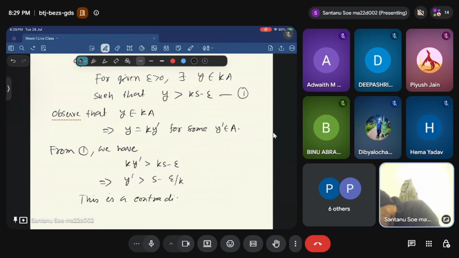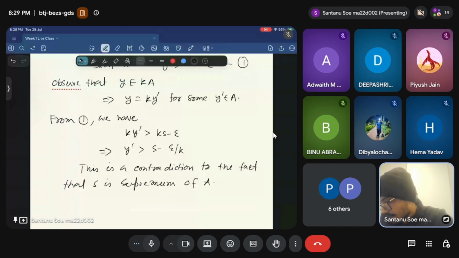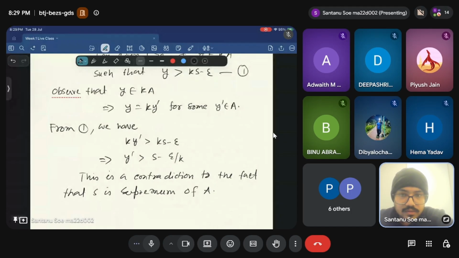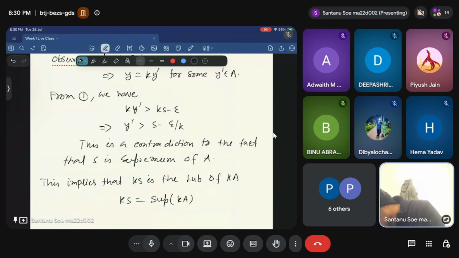So this is a contradiction to the fact that S is the supremum of A. Correct. If this is a contradiction, then whatever we assumed in the beginning should not hold. So that means kS is the least upper bound of kA. So kS should be the supremum of kA, which is k times supremum of A.